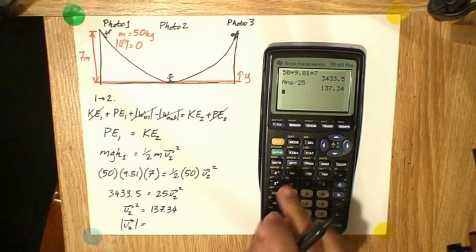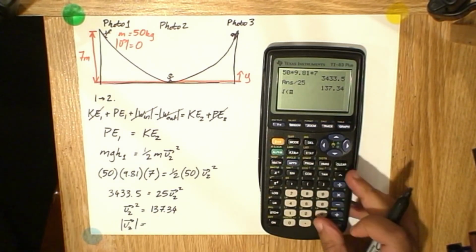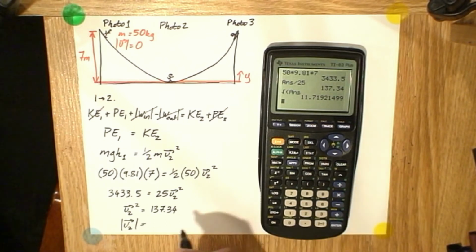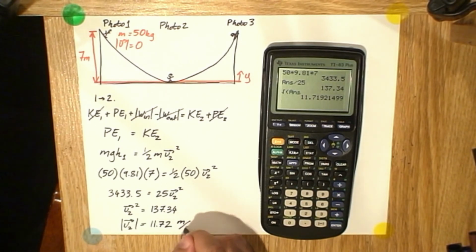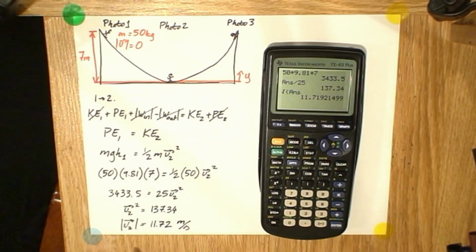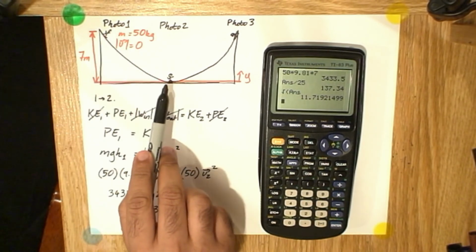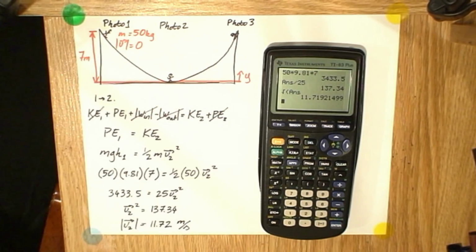So v2 is 11.72 meters per second. So that is the size of v2. That is our hero's speed when they reach photo 2, the bottom of this half-pipe.